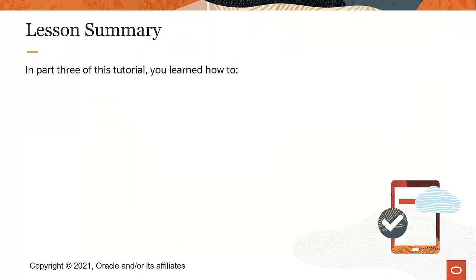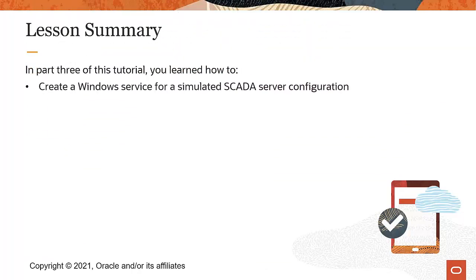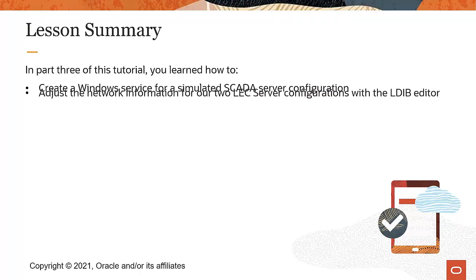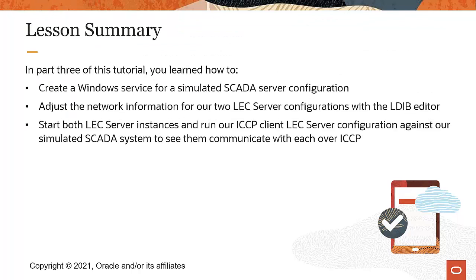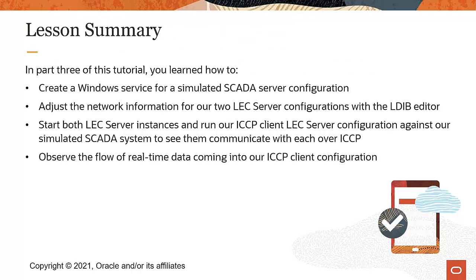In part 3 of this tutorial, I showed you how to create a Windows service for a simulated SCADA server configuration. Adjust the network information for our two LEC server configurations with the LDIP editor. I also started both LEC server instances and ran our ICCP client LEC server configuration against our simulated SCADA system to see them communicate with each other over ICCP. And finally, I showed you how to observe the flow of real-time data coming into our ICCP client configuration.